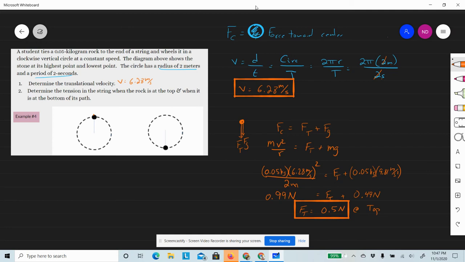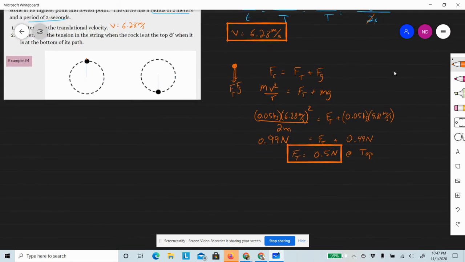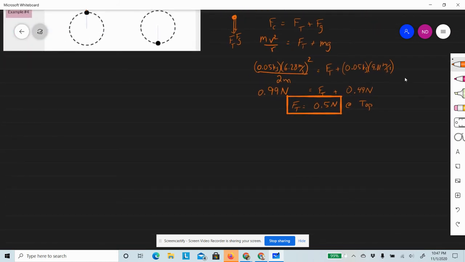At the bottom, it's a little different. Think about the free body diagram when the rock is down here. Gravity is down, but the tension is up. So now this is a little different. The centripetal force equals the tension, which is up, but gravity is down. It's not the sum. Those two are not both toward the center. It's going to be the difference between them here. So only the tension is toward the center, right?